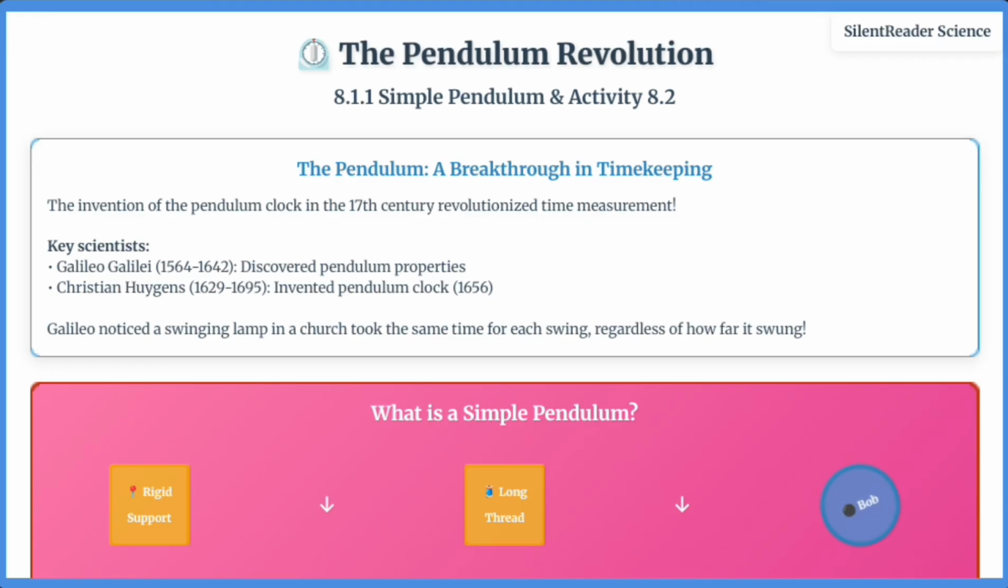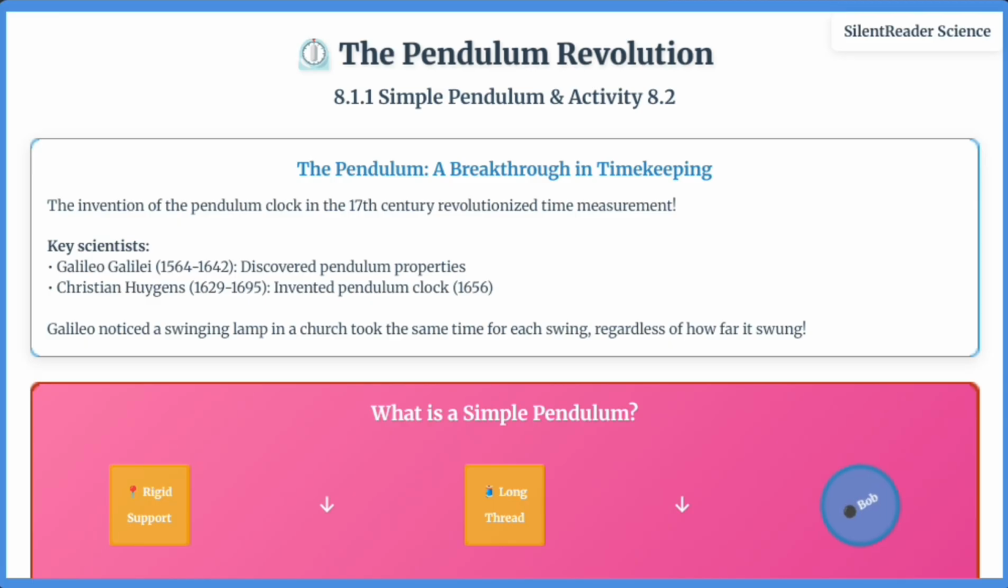In Activity 8.2, we'll set up a pendulum and measure its time period. We tie a bob to one end of a string, fix the other end to a rigid support, gently move the bob sideways and release it, then measure the time for 10 oscillations. The time period is calculated as total time divided by 10.